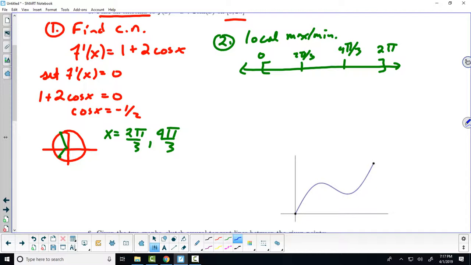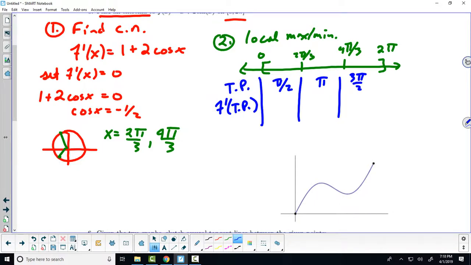What's the easiest angle to evaluate between 0 and 2 pi over 3? Well, if we don't plug in the endpoint, I think pi over 2 would be a good test point. We could do pi over 2. I think we could do pi. I think we do 3 pi over 2. So what are we going to do? We're going to plug them into the first derivative. We're going to look at the sign. So we plug in pi over 2 into the first derivative. Well, you guys do it. You fill out the chart.